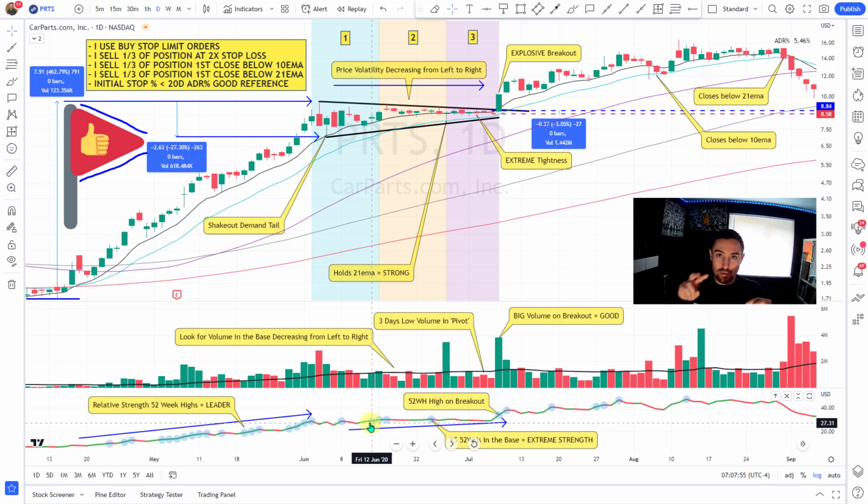A little bonus as well, 2 things to look for. If the stock hits 52-week highs whilst it's still within the base, the stock is extremely strong. If the stock hits a 52-week high on the breakout bar, it is extremely strong. So just some other things that you can be thinking about in terms of your identification.